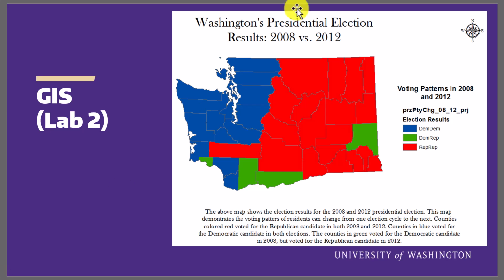This shows the difference in voting between 2008 and 2012 for president by county. The Dem-Rep are counties that voted for a Democratic president in 2008, but then a Republican president in 2012. The Dems voted for a Democratic president in 08 and 12, and the Rep are the counties that voted for a Republican in 2008 and a Republican in 2012 for president.